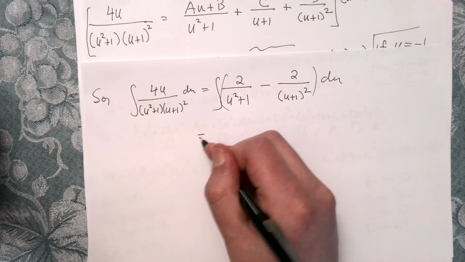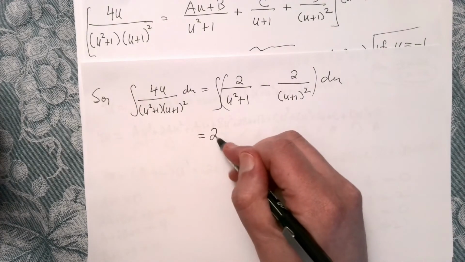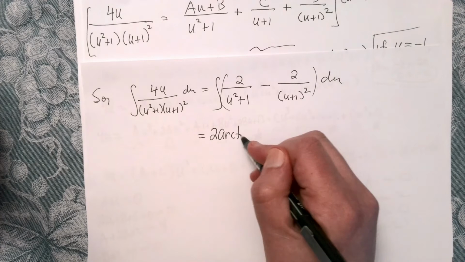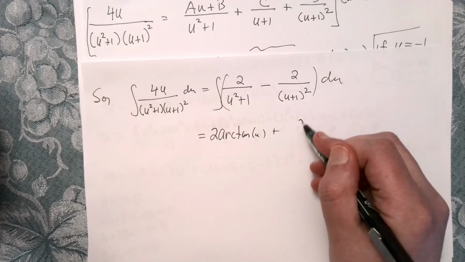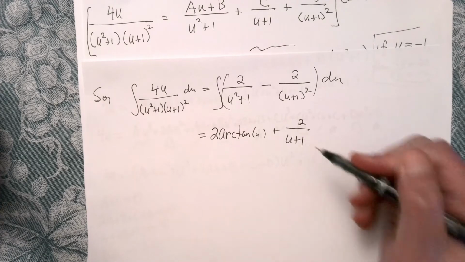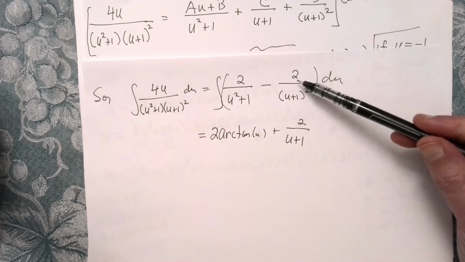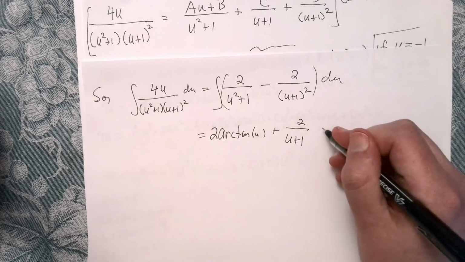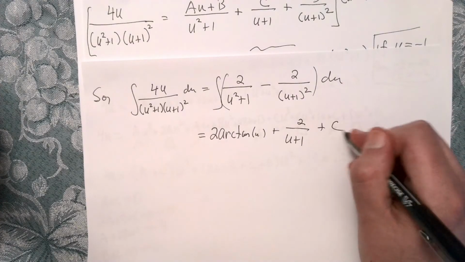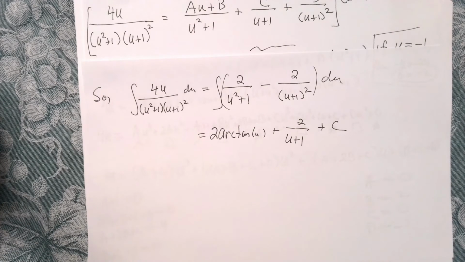Okay, so let's see here. So that's going to give us, it looks like, 2 times the arctan of u plus 2 over u plus 1. If you want to see that maybe with more clarity, you can go ahead and do maybe a w substitution. And that'll be maybe plus c. But remember, we can do some substitutions here.